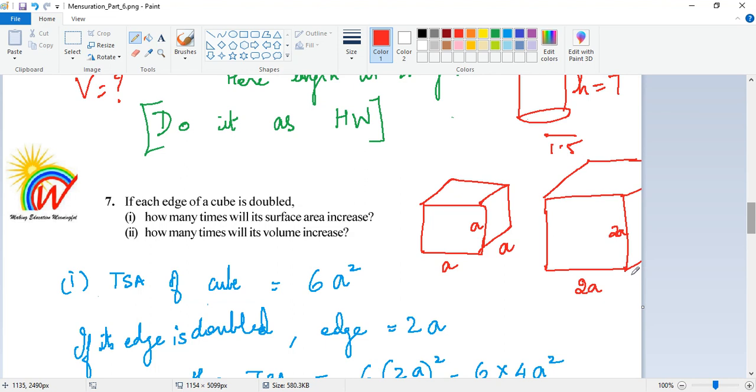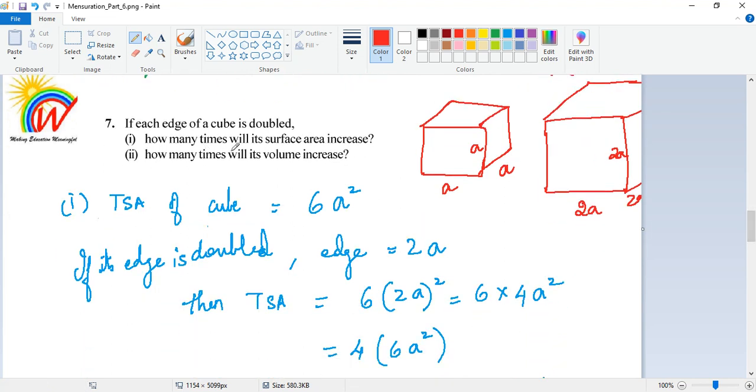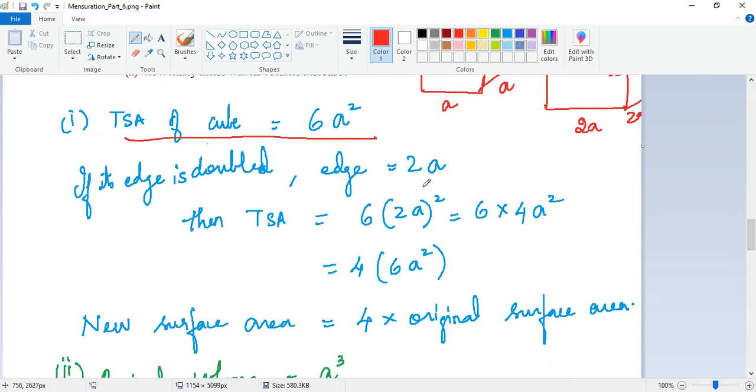Okay. So now they are asking you, how many times will its surface area increase? Now if I double the side, what will happen to the surface area? So the total surface area of a cube is 6A square. That's the formula. Now when the edge is doubled, the edge turns out to be 2A. So in place of A, what should you put? 2A. So 6 into 2A the whole square.